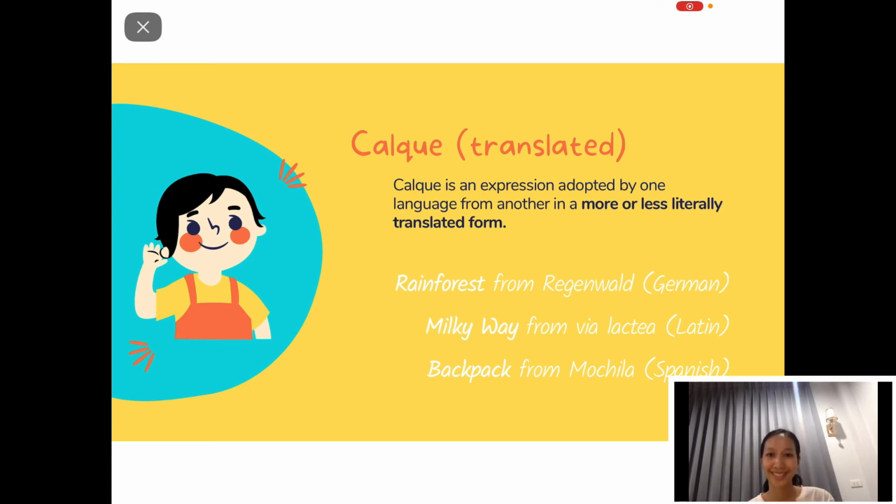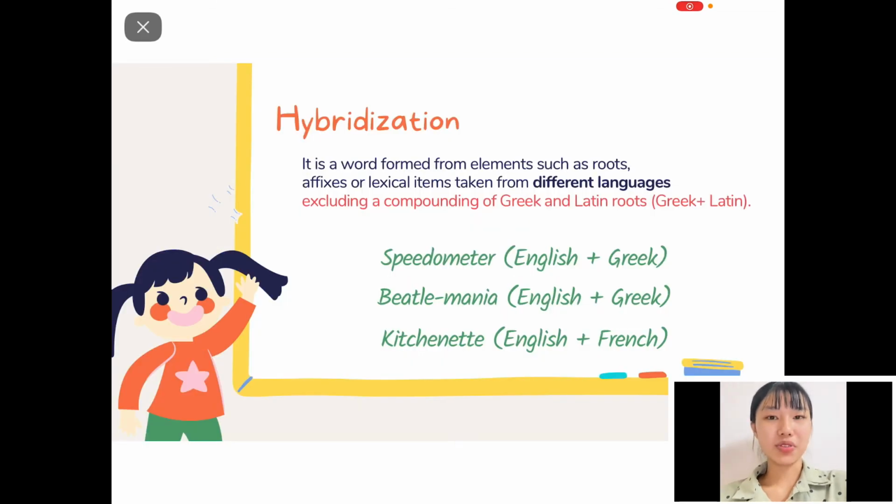Now let's talk about the last process. The last process is hybridization. Hybridization is a word which is formed from elements such as roots, affixes, or lexical items taken from different languages. However, a compounding of Greek and Latin roots is accepted. For example, the word speedometer. Speedometer is a compounding of English and Greek roots. And the word kitchenette. The word kitchenette is a compounding of English and French.